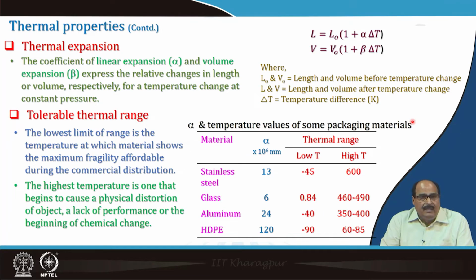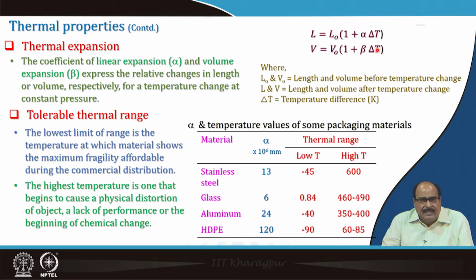Then thermal expansion, that is coefficient of linear expansion alpha and volume expansion beta, express the relative change in length or volume respectively for a temperature change at a constant pressure. Okay. L is equal to L0 (1 plus alpha delta T), or V is equal to V0 (1 plus beta delta T), where L and V are the length and volume after temperature change, and L0 and V0 are the length and volume before temperature change, and delta T is the temperature change.